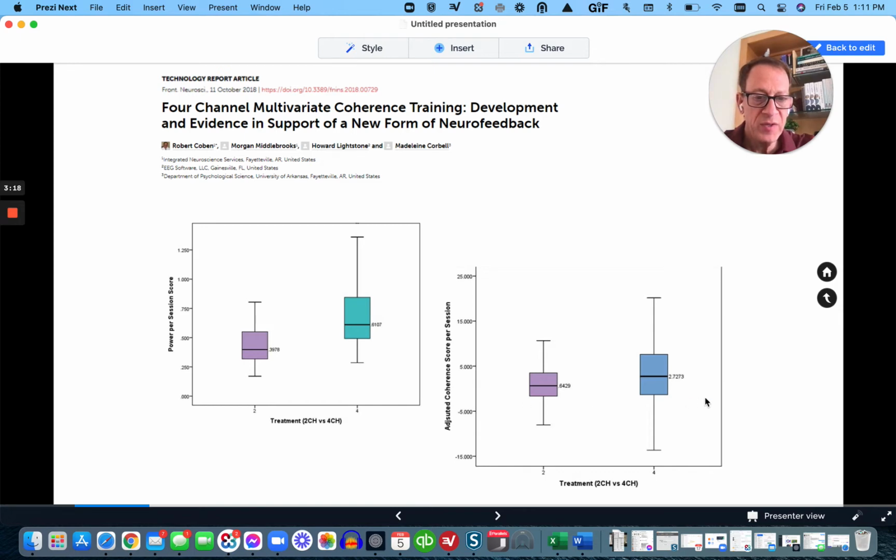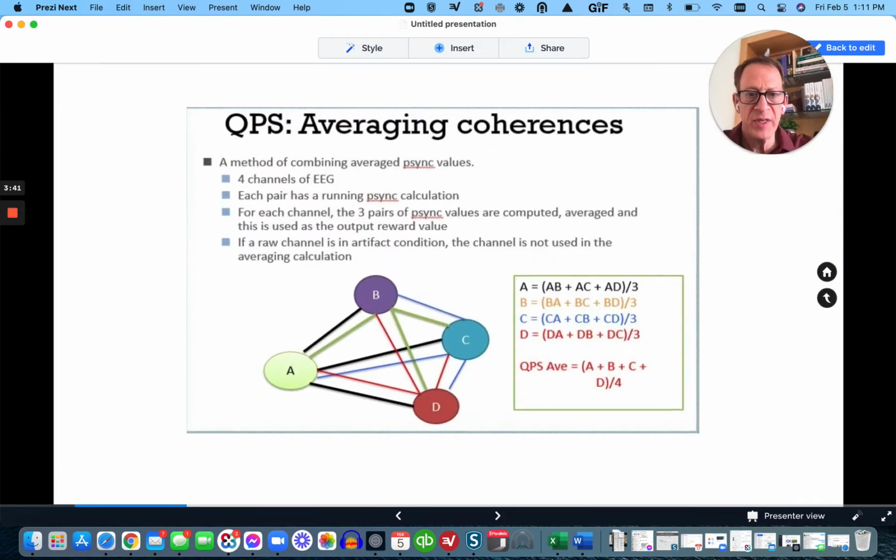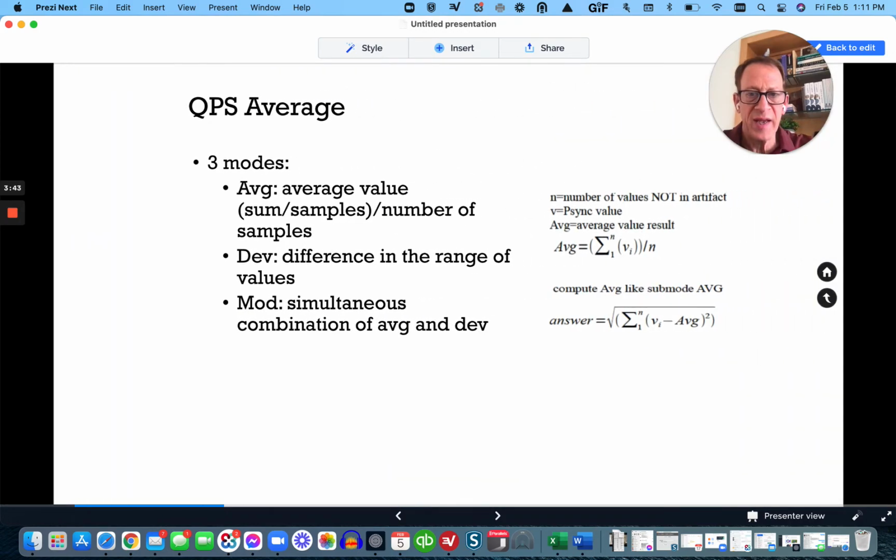And in the coherence values, almost a 400% treatment effect, where coherences would go in the direction they were trained, usually up, of a magnitude 400% greater than doing two-channel training. So it showed greater efficacy, at least in manipulating the variables we were looking at in the training itself.